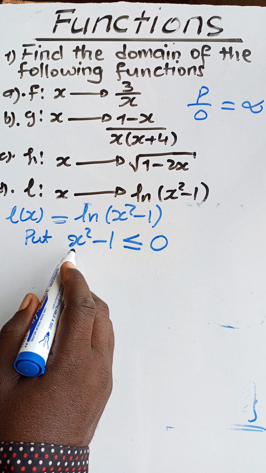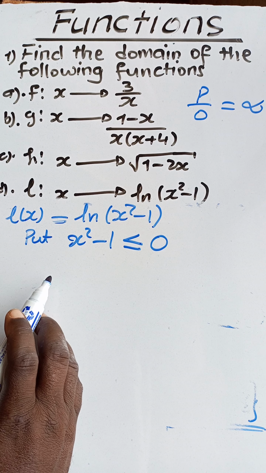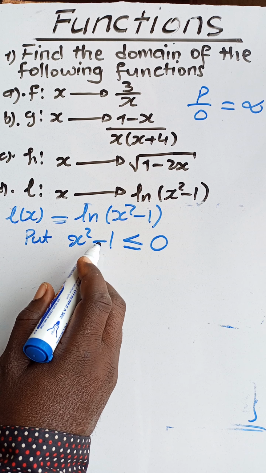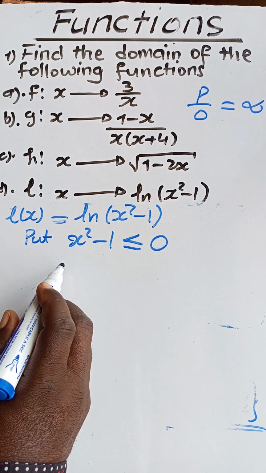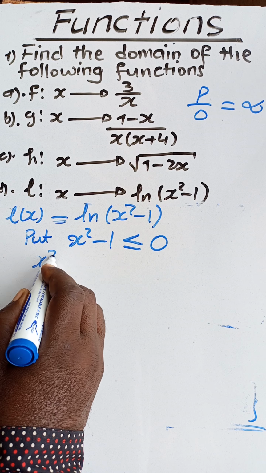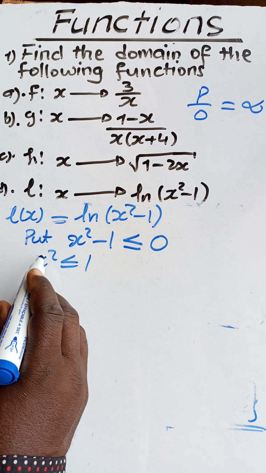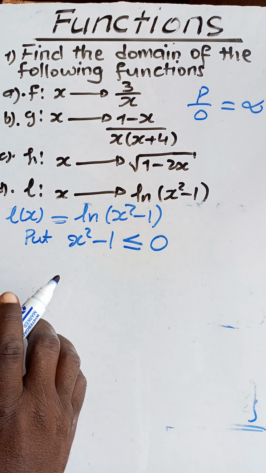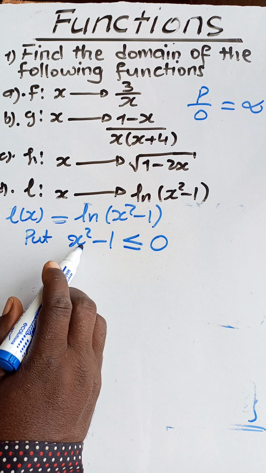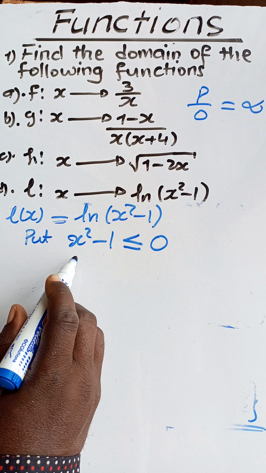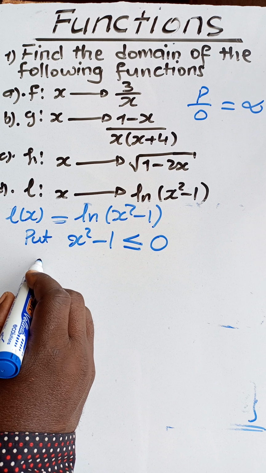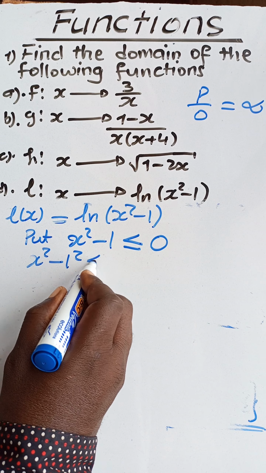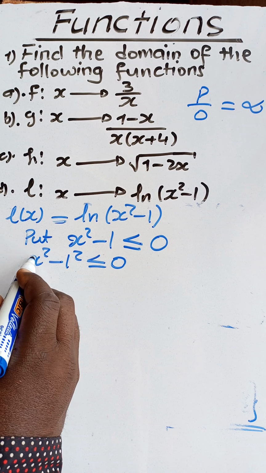Okay, so finally we have this quadratic inequality to solve. We do not make the error of taking negative 1 to the right-hand side to have x squared less than or equal to 1 and then looking for the roots. That is not the best way to solve this. We look at this and quickly see that it is the difference of two squares, and so we write it as x squared minus 1 squared less than or equal to 0.